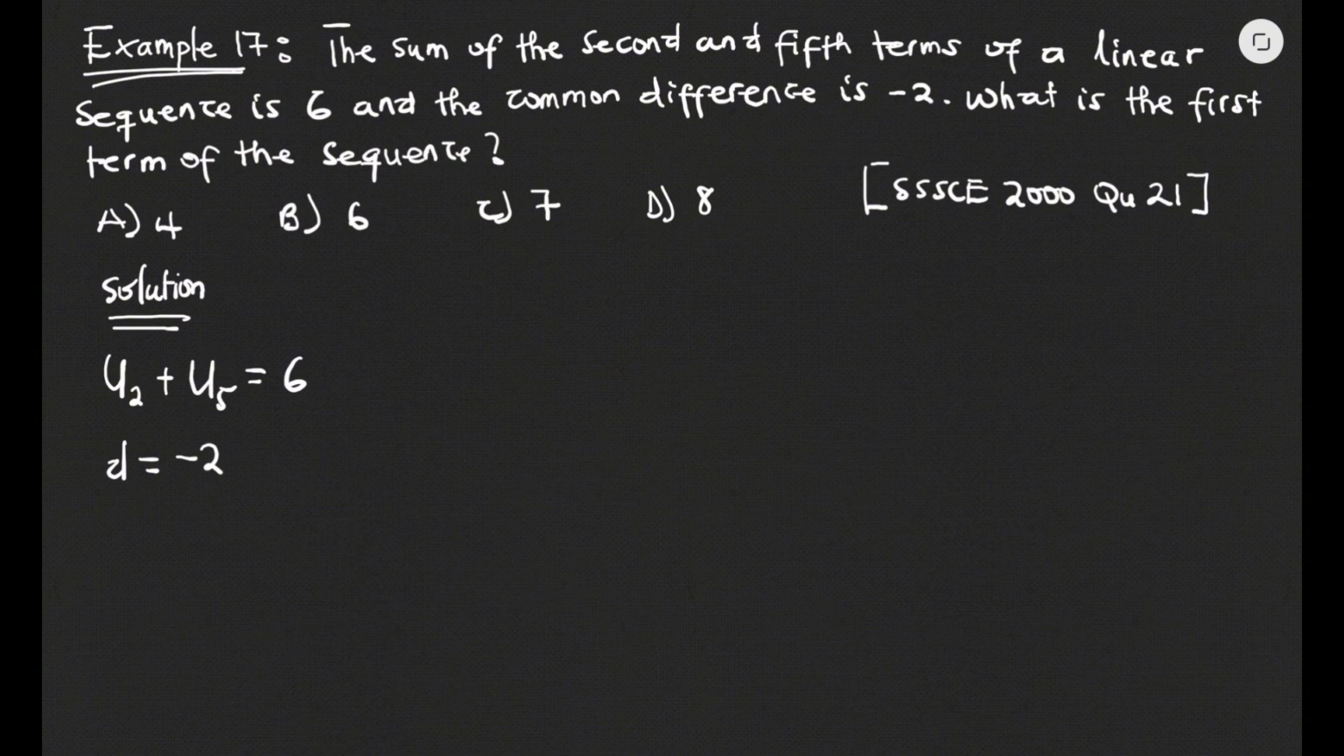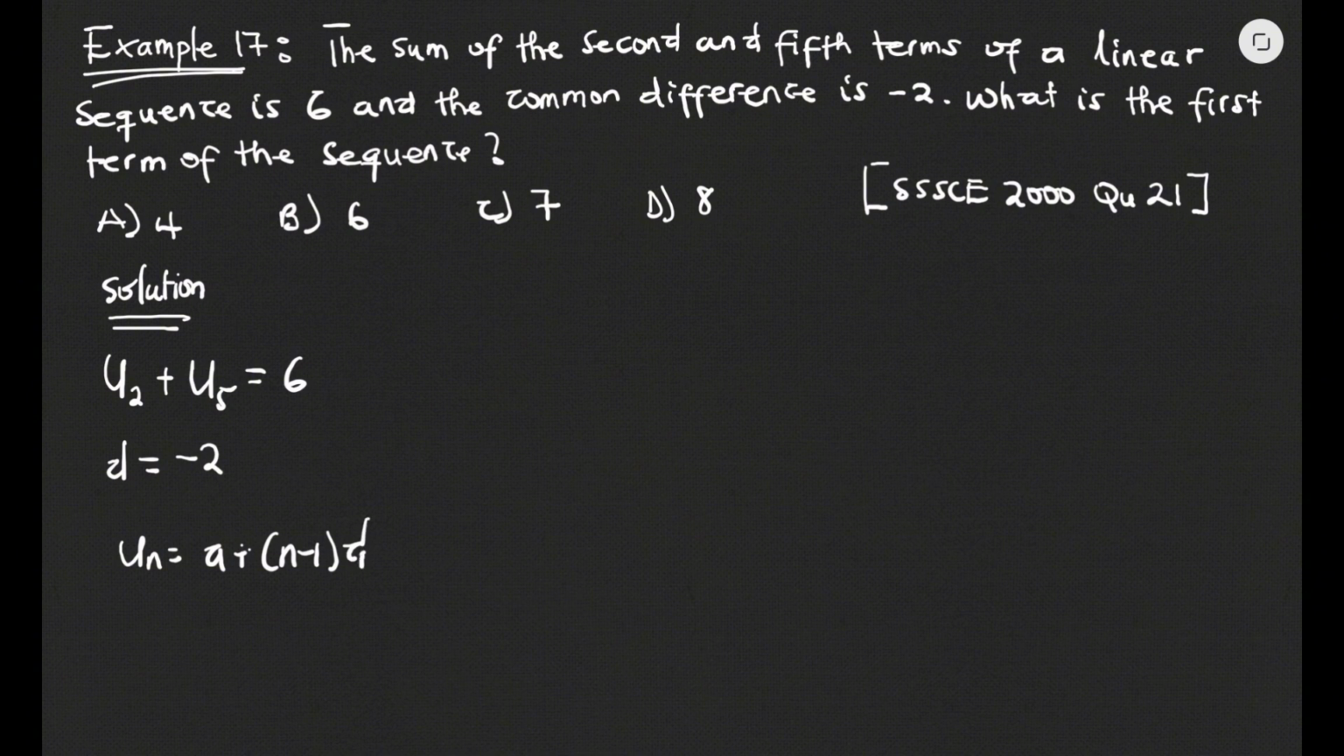When you add those two together, you get +6. But the difference between two adjacent terms in this particular sequence is -2. All right, so the first thing we want to do is to find what u2 is. So un, as we know, is given to us as a plus (n minus 1) multiplied by d.